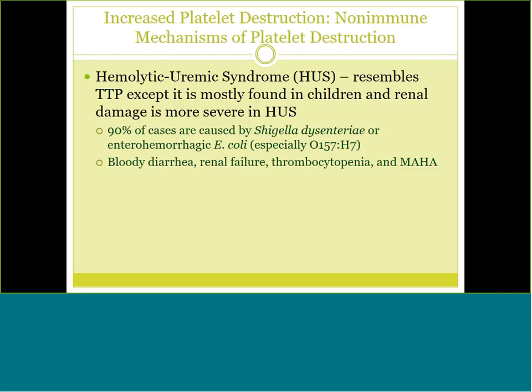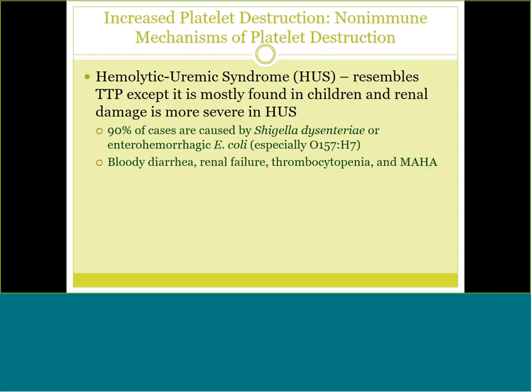Another non-immune mechanism is hemolytic uremic syndrome. So again, coming out of that same MAHA week, the big difference here, again, is that it'll have much more severe renal failure. There's some renal damage in TTP, but not as significant as what we see in HUS. So much more severe renal failure. And then again, TTP had the neurologic abnormalities, whereas HUS will not.